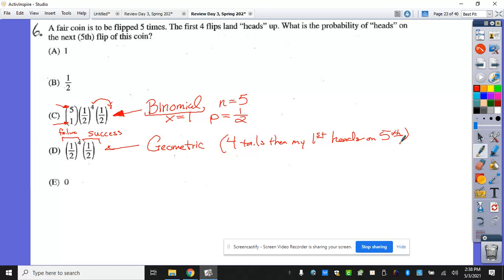Now, obviously, I could write it different ways to get that exact same thing, but I'm just trying to make an association there. If a probability is 0, what does that mean? Never happens. If a probability is 1, what does that mean? Always happens.